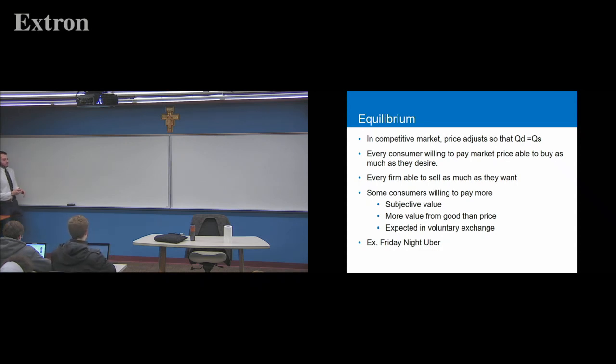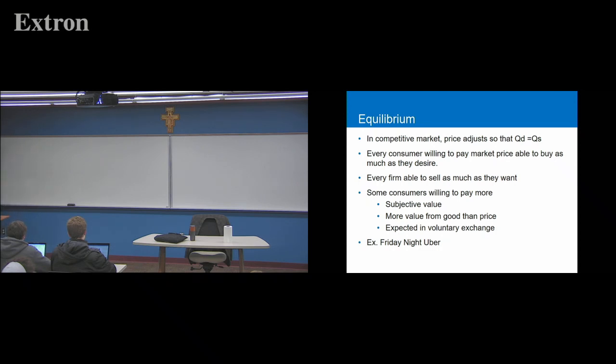Okay, so in equilibrium, remember in a competitive market where there's a large number of buyers and sellers, there's pressure on sellers to meet consumer needs as best as possible. The price is going to adjust so that the quantity demanded equals the quantity supplied. So every consumer that is willing to pay the market price is going to be able to buy as much as they desire. And then every firm can sell as much as they want at that market price.